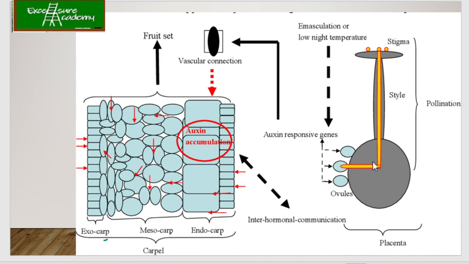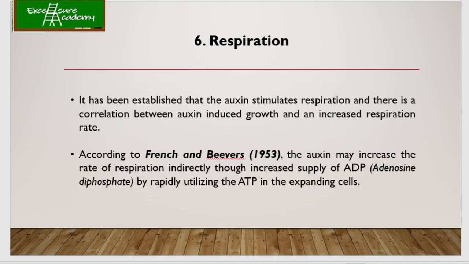Now in this case, suppose auxin responsive genes are there, if you have emasculation or low night temperature, it is going to activate your auxin responsive genes. Now these auxin responsive genes are going to change the interhormonal communication, and through the vascular connection, the auxin gets accumulated in the endocarp. So finally, instead of forming the seed over here, indirectly the entire portion forms the fruit. And that's why you have fruits without seeds.